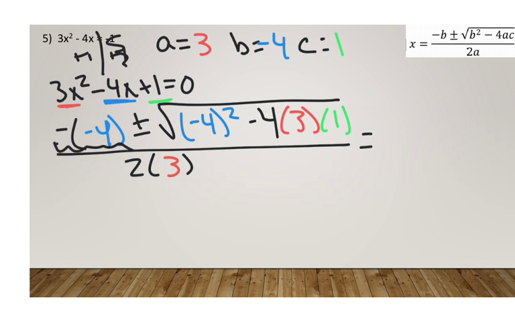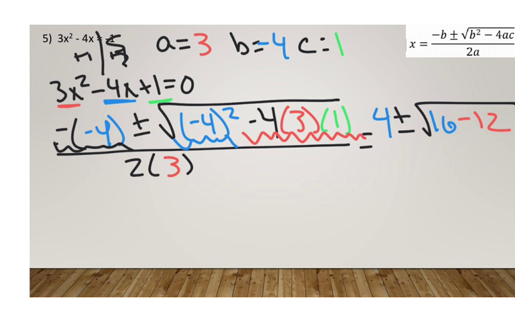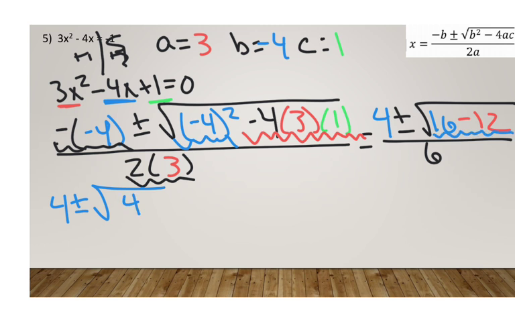So a negative and a negative 4 will give us positive 4, plus or minus square root. Negative 4 squared is 16. Then we're going to multiply negative 4 times 3 times 1, which is negative 12, all over 2 times 3, which is 6. Okay, we're going to continue to simplify. So 4 plus or minus the square root, 16 minus 12 is 4, all over the 6.